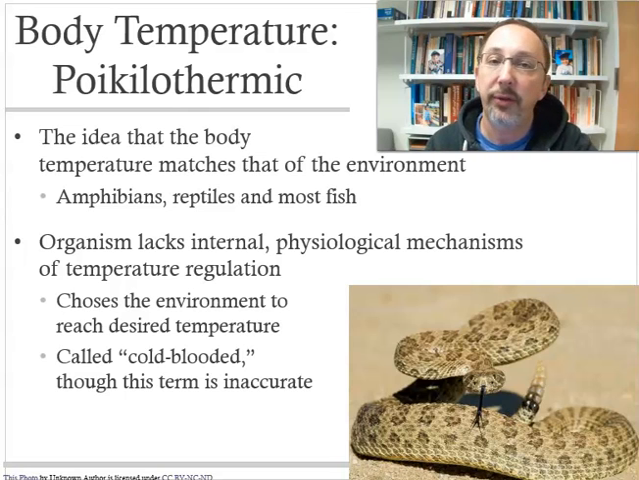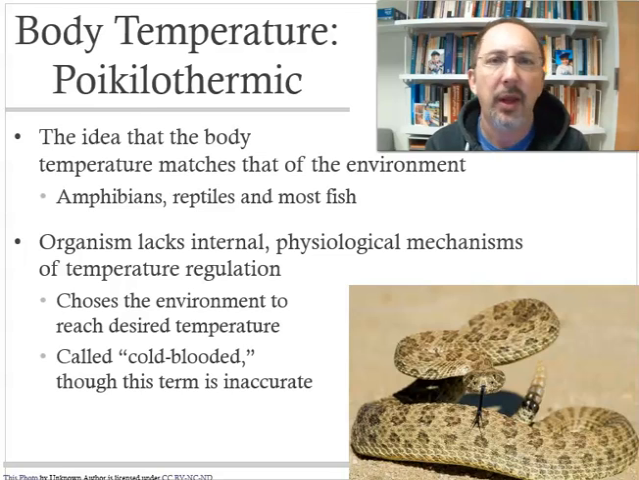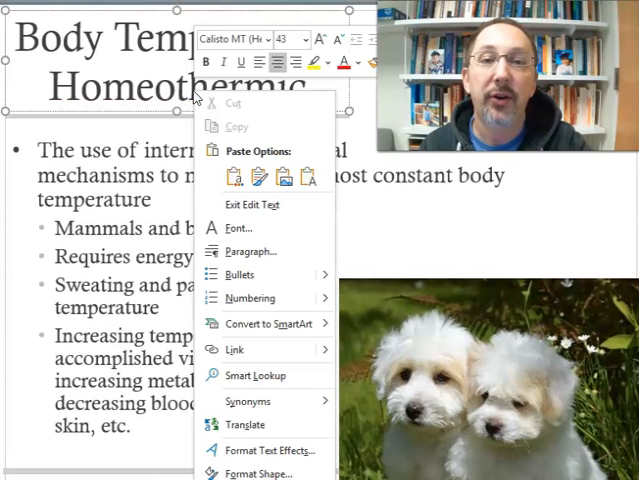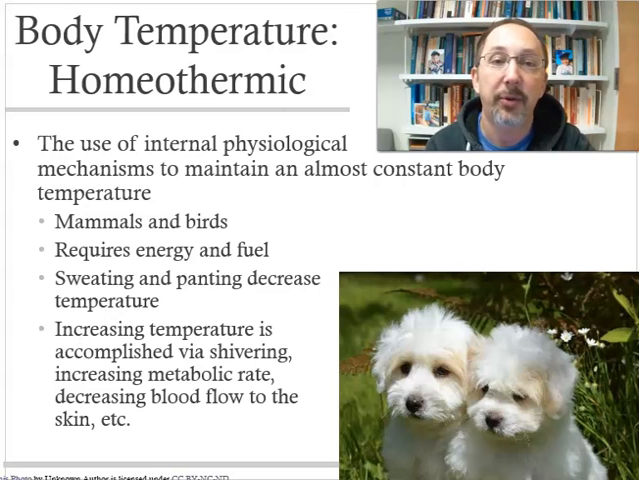But what we also know is this: if you've ever had a pet reptile, they don't eat nearly as much as a pet mammal. And if we think about it, if we're spending 2/3 of our energy regulating our metabolism, they don't have to. So they have a far lower caloric need because they're not performing the same tasks that we are. We, like the adorable puppies here, are homeothermic. And this means that we use internal physiological mechanisms to maintain an almost constant body temperature.